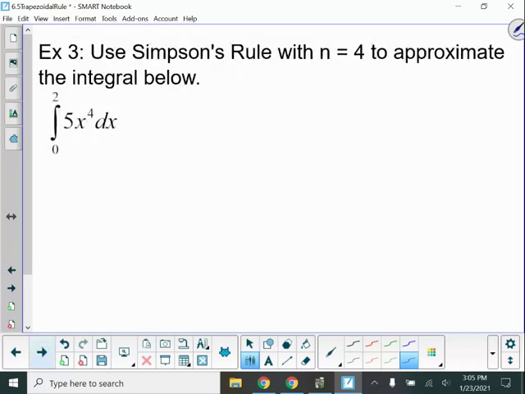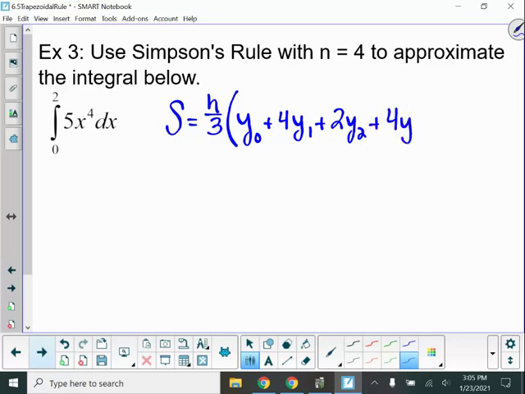So we're going to do Simpson's rule on this, and we are going to use n equals 4 to approximate our value here. Our Simpson's rule is going to equal h over 3 times y sub 0 plus 4y1 plus 2y2 plus 4y3 plus y4. Well, I'm starting at 0, so my y0 is actually going to be f of 0.